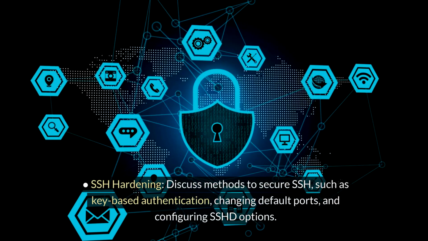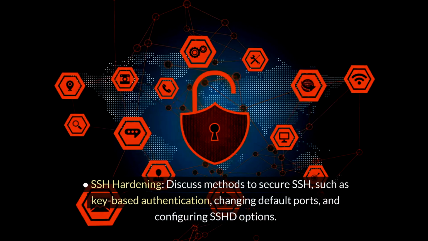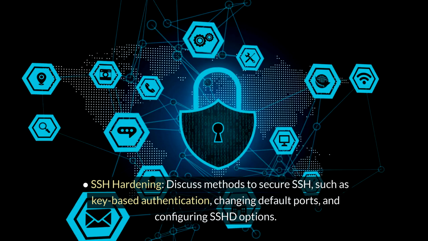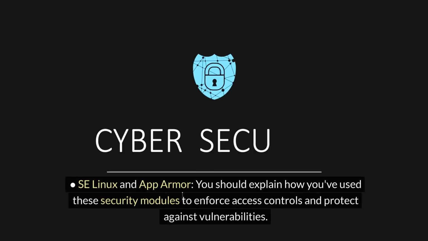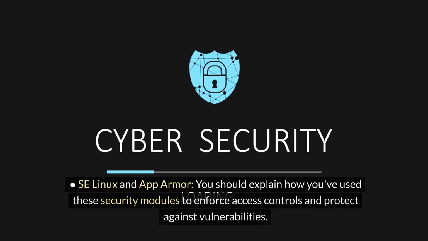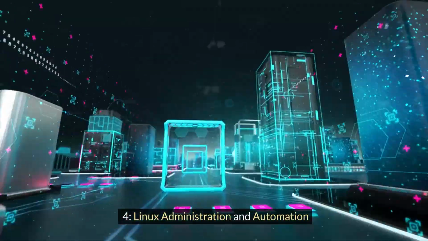SSH hardening. Discuss methods to secure SSH, such as key-based authentication, changing default ports, and configuring sshd options. SELinux and AppArmor. You should explain how you've used these security modules to enforce access controls and protect against vulnerabilities.